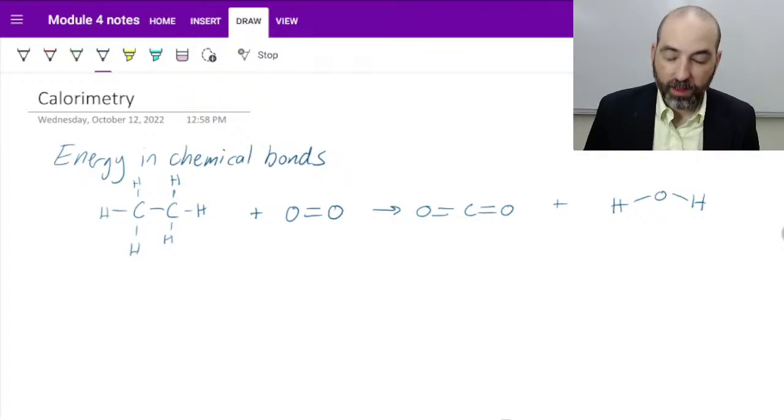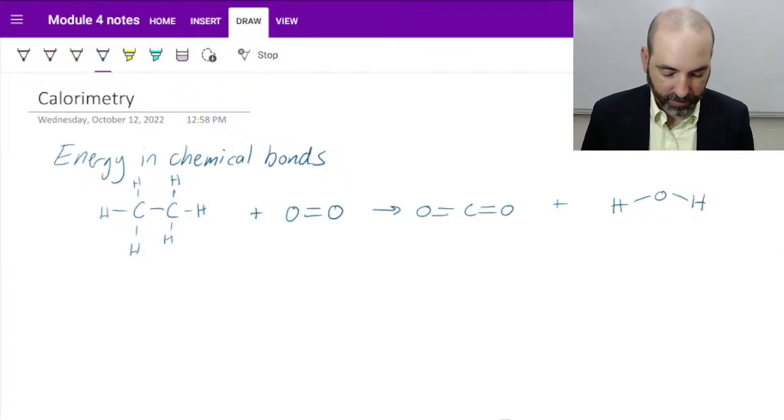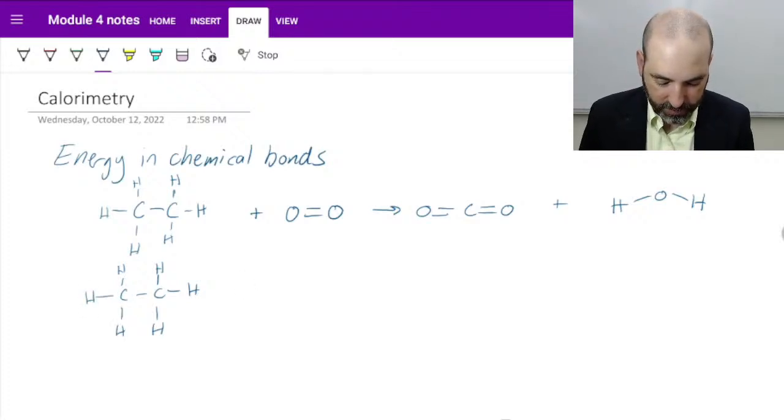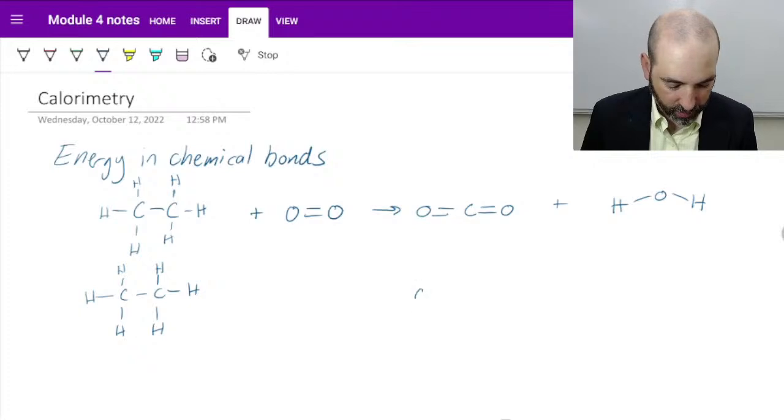Okay? And just to make sure that everything is balanced properly here, we have to adjust things a little bit, so we actually need two of these. I'm just drawing this all out because I want to make sure all of the bonds are accounted for when we talk about our calorimetry. So we'll have two of those, two of these. Sorry, 1, 2, 3, 4. We need 4 of these.